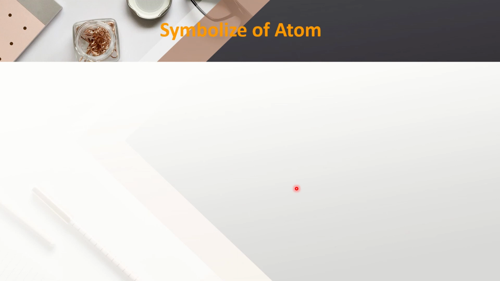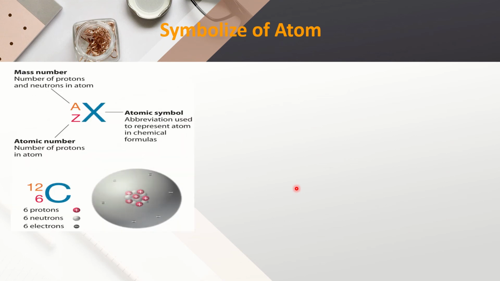Now, symbolizing an atom. You also learned this in your previous class. The symbol of an atom is just the symbol that you learned in the previous class, but you can also symbolize an atom by using its atomic number and mass number, like this. Suppose X is the symbol of the atom, Z is its atomic number and A is its mass number. Then you will write Z as the subscript on the left side and A as the superscript on the left side.